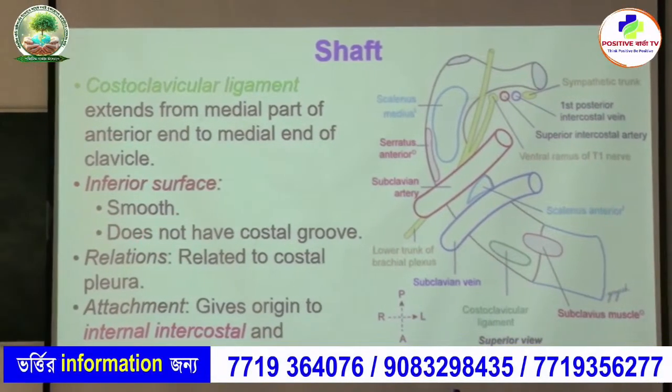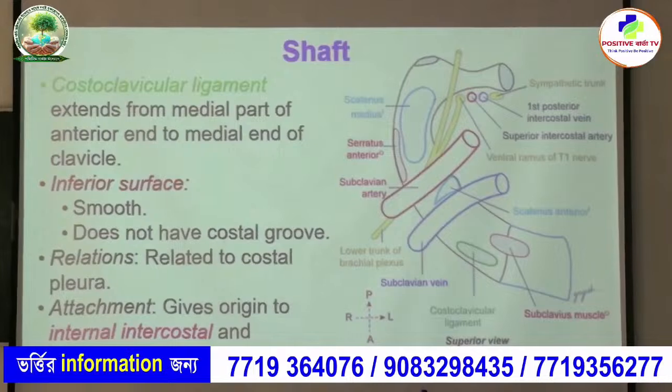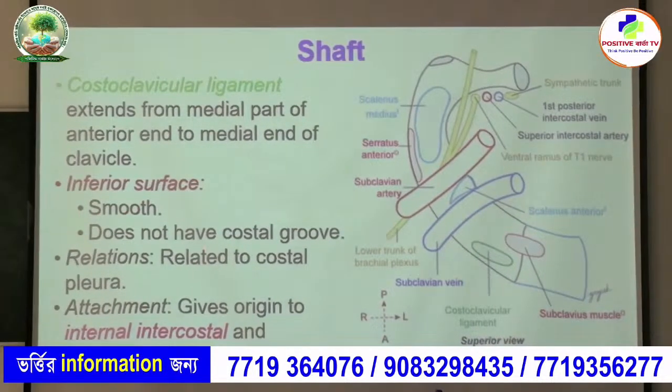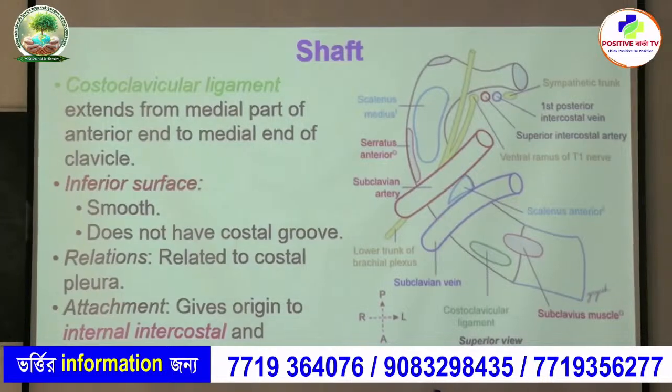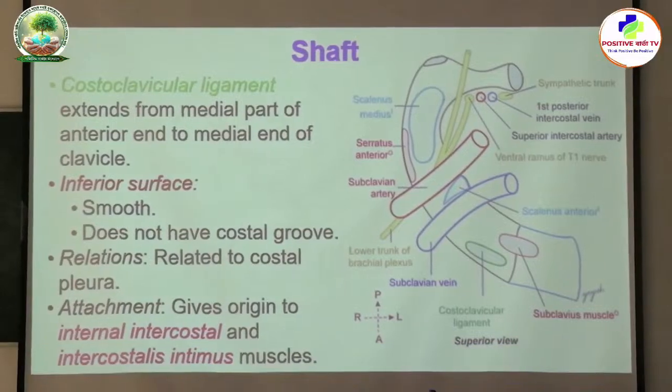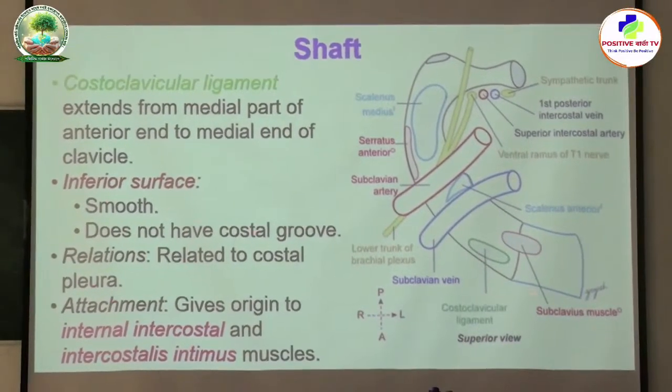Inferior surface. We have completed the superior surface, next we go to the inferior surface. It is smooth and does not have any costal groove. Relations: it is related to the costal pleura. Attachment: it gives origin to the internal intercostal and innermost intercostal muscles. These two intercostal muscles are attached over the inferior surface.